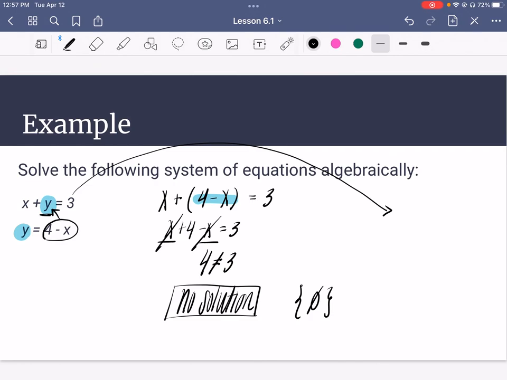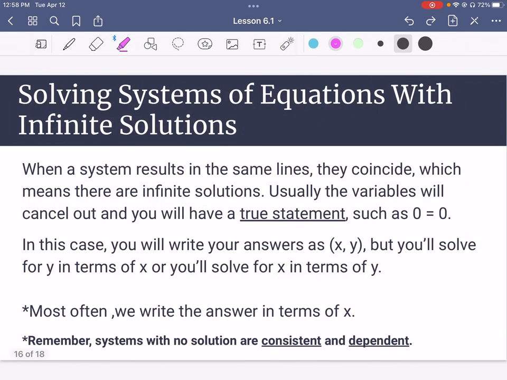Another way that you could really quickly see this is if you were to rearrange this first equation to solve for y. You don't have to do this, but you would subtract x from both sides and get y equals 3 minus x. And notice here, this minus x, that's the same slope for both equations. That is why there is no solution, because they both have a slope of -1, so they would never intersect.